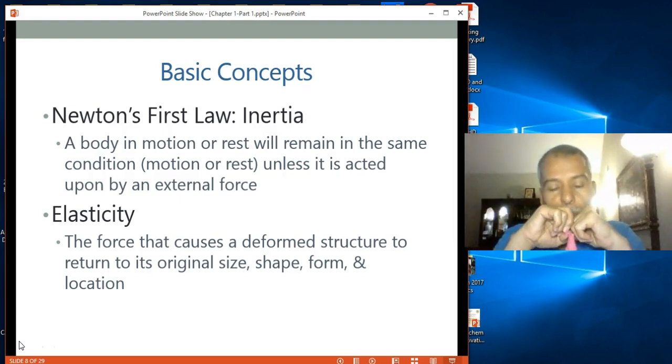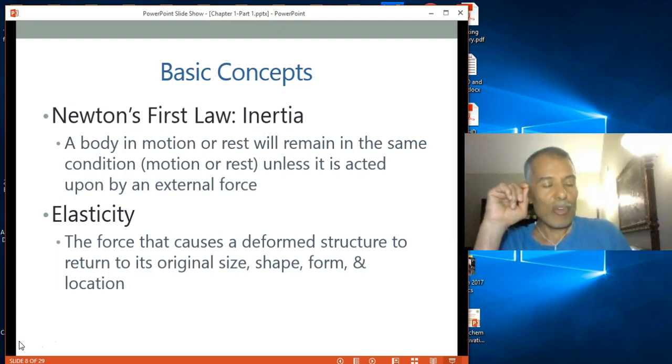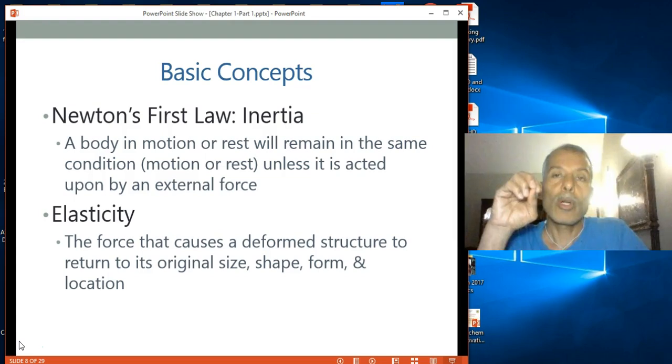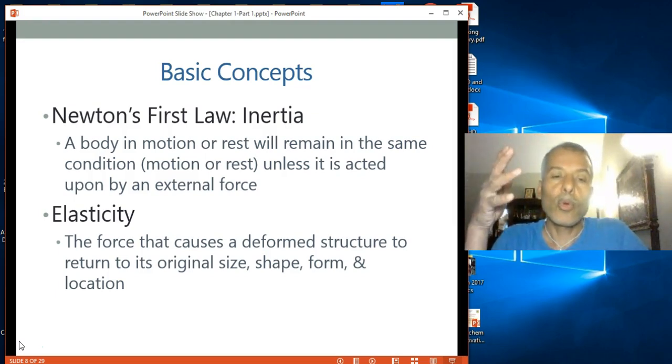So elasticity is critical in many ways. Number one, it enables us to understand how the vocal folds work. Vocal folds have elasticity. It enables us to understand how lung tissue works, how the diaphragm that helps us breathe in and out, how that works.